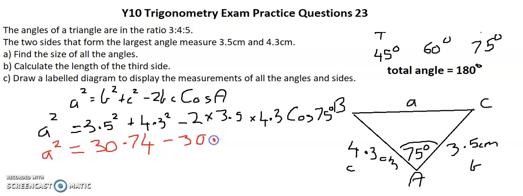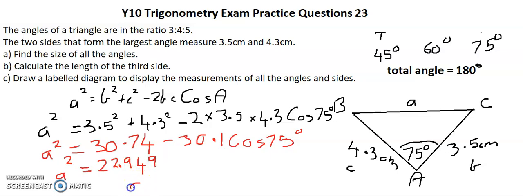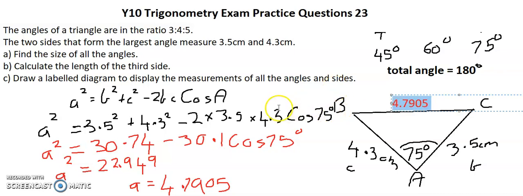Cosine 75 degrees. So if I just put all that into the calculator, it will tell me that a squared is going to be equal to 22.949. If I square root both sides, it tells me that it is 4.7905. So I'm just going to take away the label a now, and that tells me that I have 4.7905. So I've got my unknown side.